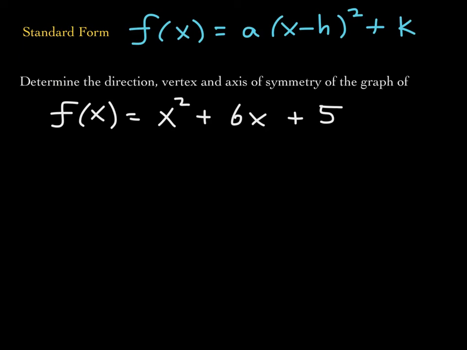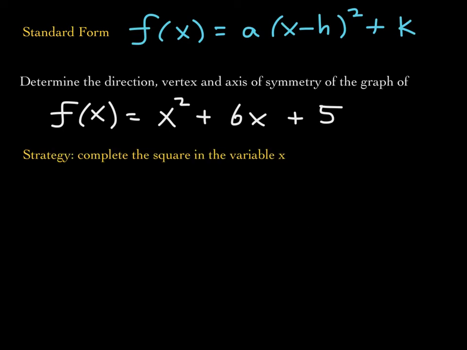All right, so I just want to remind you what standard form looks like. It has a perfect square in the variable x. Look at this function. It's not written in standard form. So how do we determine the direction, the vertex, and the AOS for the graph of this quadratic function? Well, this is our strategy. Let's complete the square in the variable x. If we are successful in completing the square in the variable x, then this function will be rewritten in standard form, and then we can easily see what our vertex is.